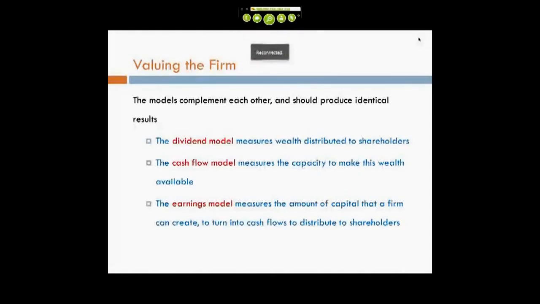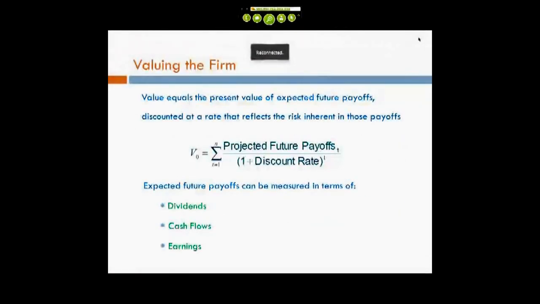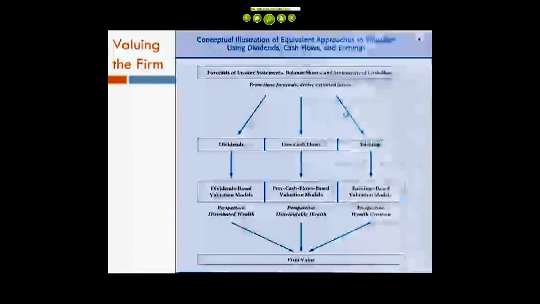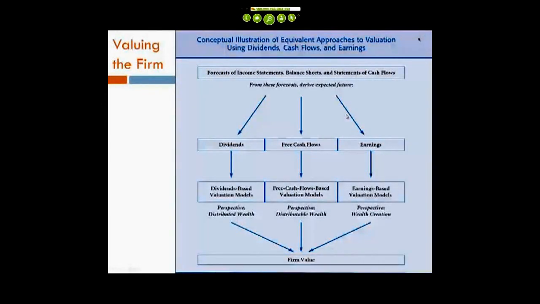And before we get into those models, which we'll do on Monday, we need to talk about this. We need to talk about what's that rate? What's the right rate to consider to discount these future payoffs by? So this is just a picture that shows all 3 models, if done correctly, will get you back to identifying the firm's value. It's driven from your forecasts.